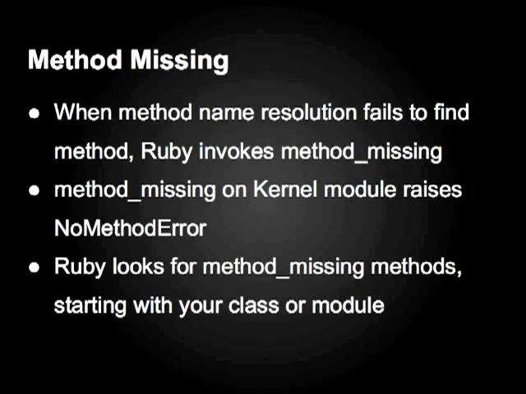If you call a method and it can't find it in any of those places, it's going to drop back down to the bottom of this inheritance chain and look for a method_missing method. And if it doesn't find it, it'll just move back up the chain. Eventually, it'll hit the Kernel module, which throws a NoMethodError, because it has method_missing defined on it.